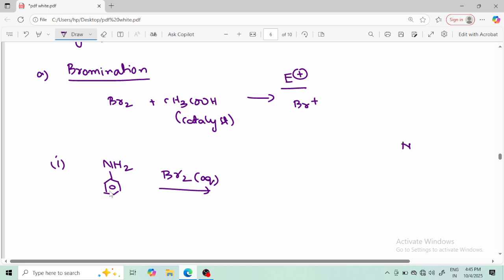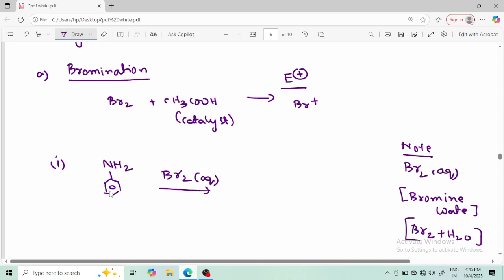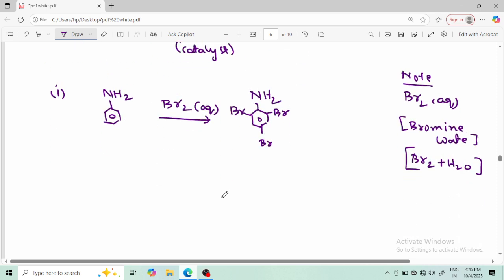and you already know what is Br2 and aqueous, right? It's called bromine water, right? So in simple terms, if aniline reacts with bromine water, which can also be written as Br2 plus H2O, you will get bromine at 3 positions. That's mainly because NH2 is very activating, right? Yes or no?